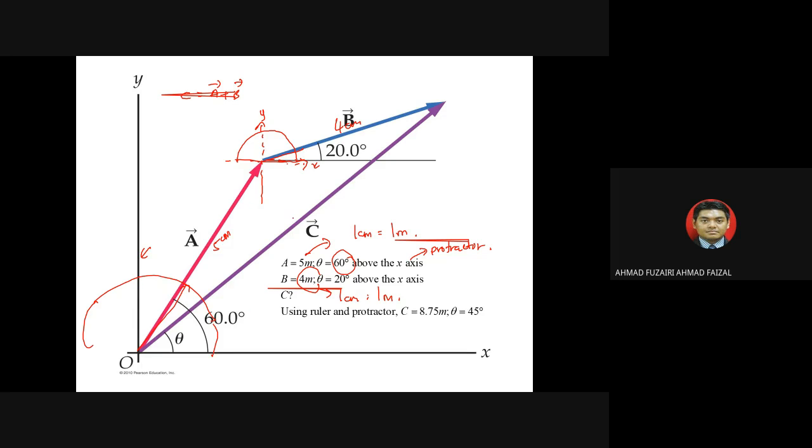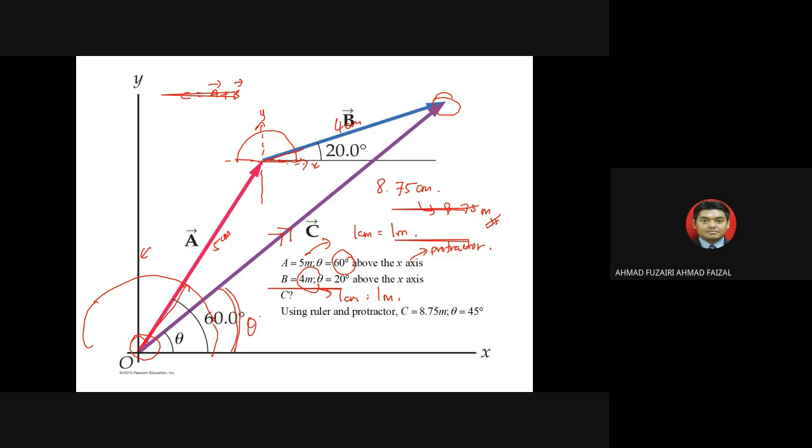And then, of course, the resultant is from the tail of A until the tip of B. You draw a straight line and you measure the exact length of C. For example, if the length gives you 8.75 centimeters, then the answer is 8.75 meters. That is only the magnitude. How about the direction? Theta from the x-axis is the angle of the resultant vector.